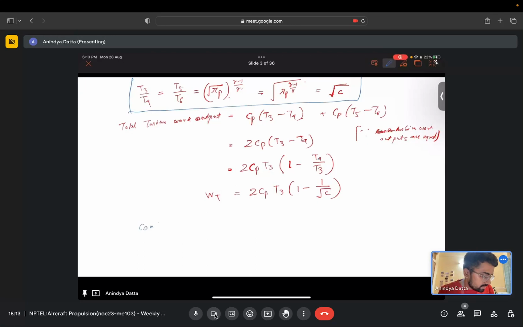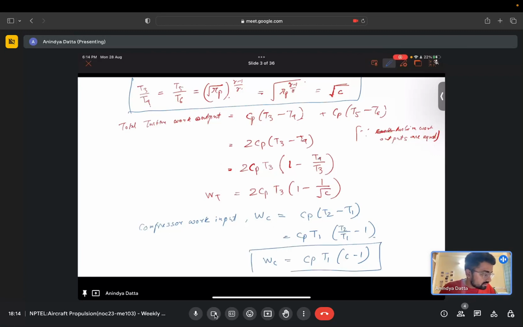So next we have the compressor work input, this is Wc. So this is Cp times (T2 minus T1). Okay, so again if we take Cp T1 common, we get (T2 by T1 minus 1), and T2 by T1 is the pressure ratio Rp whole to the power (gamma minus 1) by gamma, which is C, right? So this is C minus 1. So now we know the compressor work input and turbine work output.